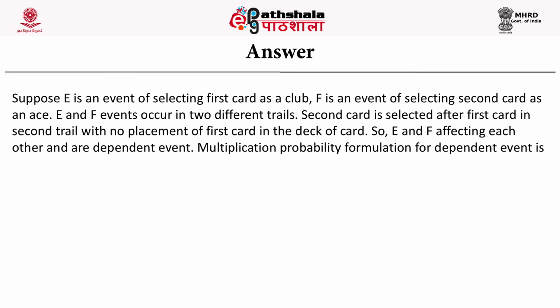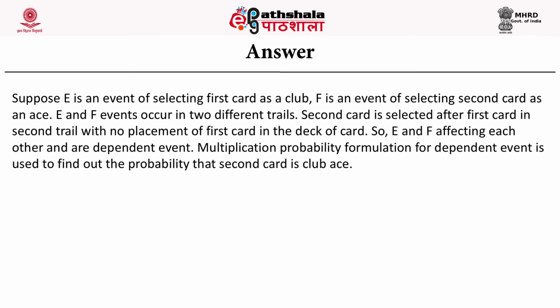Suppose E is an event of selecting the first card as a club, and F is an event of selecting the second card as an ace. E and F events occur in two different trials. The second card is selected after the first card in the second trial, with no replacement of the first card in the deck of cards. So E and F affect each other and are dependent events. The multiplication probability formulation for dependent events is used to find the probability that the second card is a club ace.